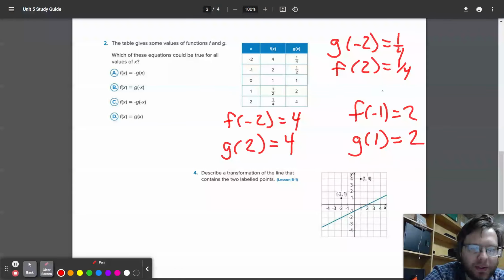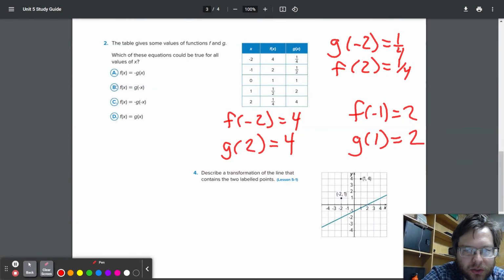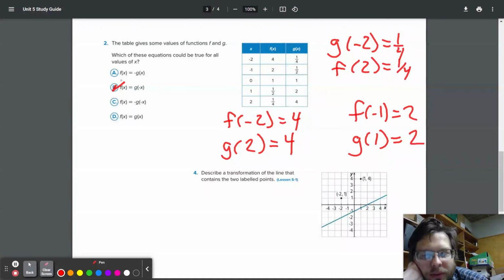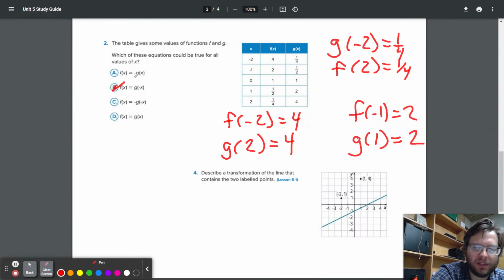So I think that means this one right here is true, that f of x is equal to g of negative x. Because when you switch the negative to the positive x, then it switches from being an f of x to a g of x. This first one's not true because this is talking about f of x having negative y values of g of x. This third one also has negative y values, and this fourth one says that they are always the same. So it looks like part B is the only one.